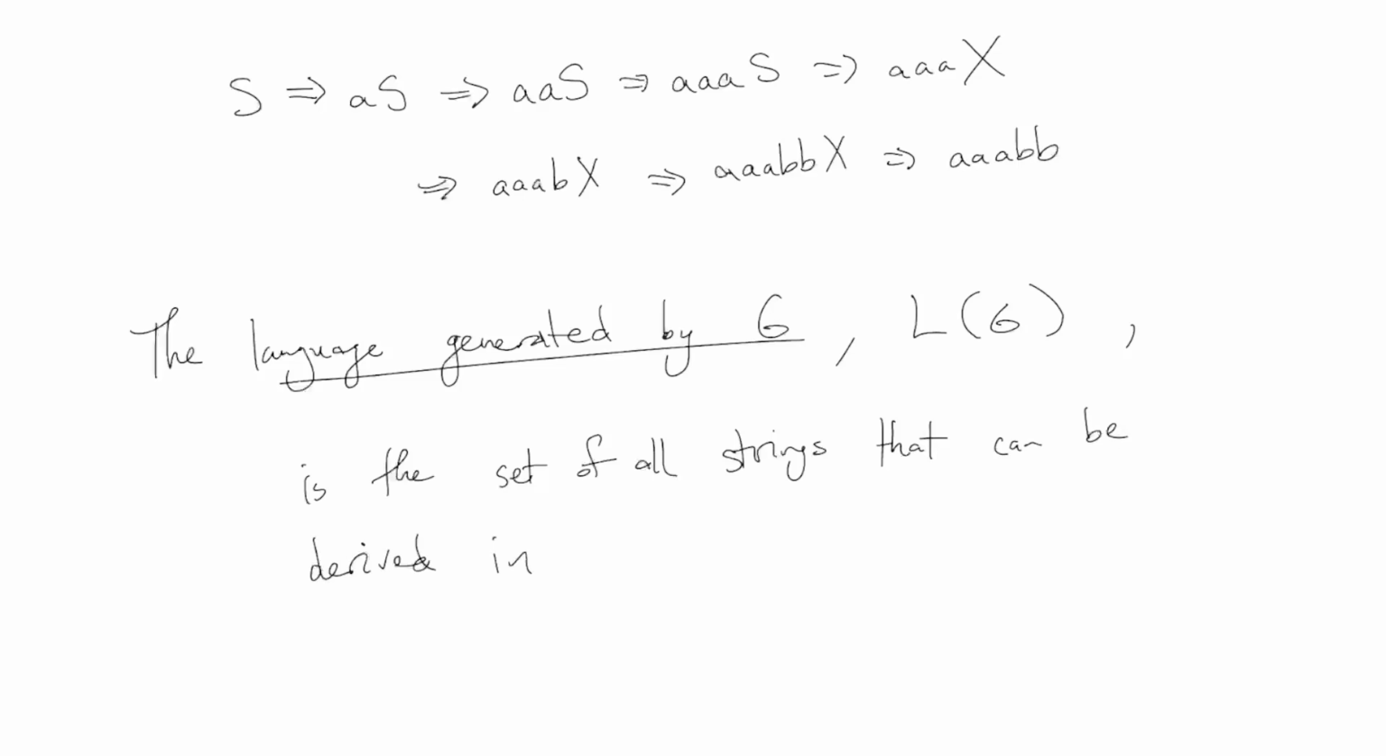I'll just say the set of all strings that can be derived in the grammar G starting from S. All right? So this is another way of specifying a language, just like an NFA or a DFA or whatever. It's the grammar. All right? And we're going to be asking all the same old questions.